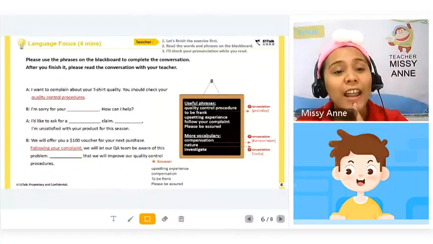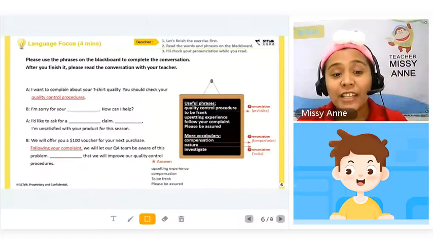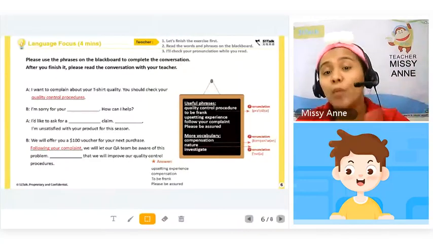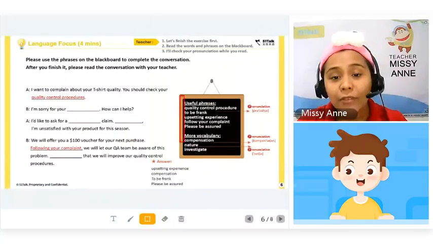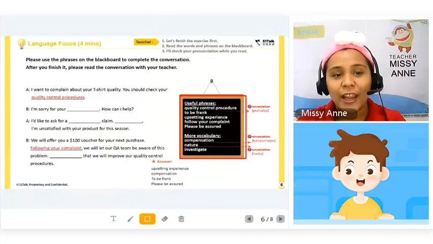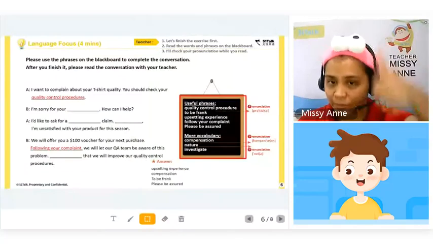Now let's try and learn some phrases that we can use when we deal with customer complaints. We have some words in here, Fiona. Try and use them to complete the sentences. Useful phrases: quality control procedure, to be frank, upsetting experience, follow your complaint, please be assured. More vocabulary: compensation, nature, investigate.